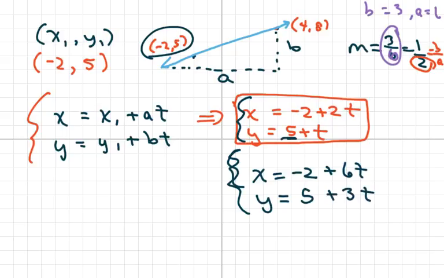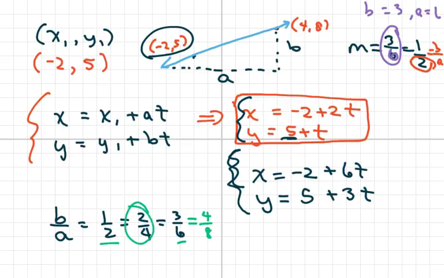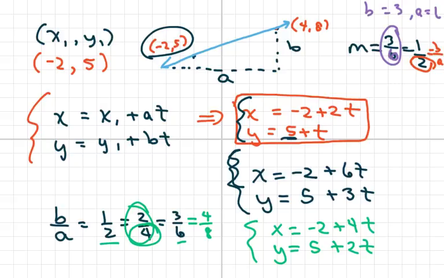You can do an infinite number of these, because you could let b over a equal 1/2, equals 2/4, equals 3/6, which are the two we did. Then what would be next? 4/8, and you can go on and on. If I did that one, it would be x equals negative 2 plus 4t. Remember, the x is the horizontal movement. And y equals 5 plus 2t. So you can keep going on and on.